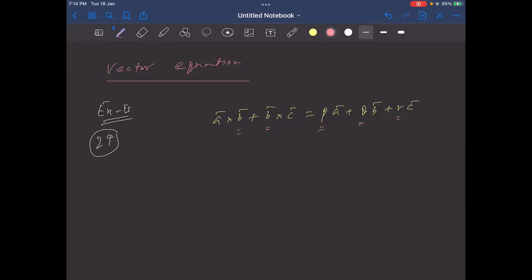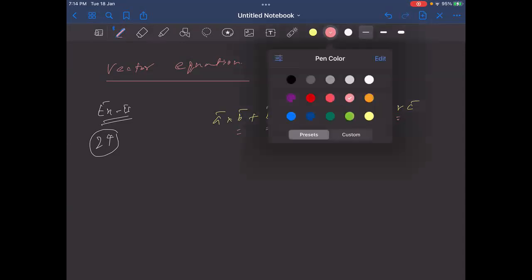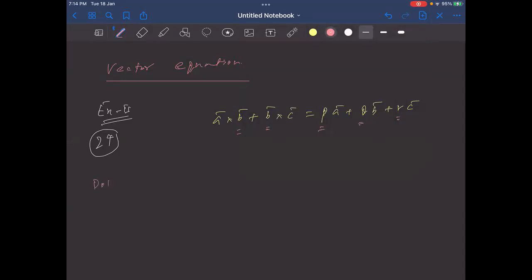We have 4 tools to solve the vector equation. I'll just categorize. One is the dot product. Everyone is familiar with that. Second is the cross product. इसका भी value पता है. Third one is STP, scalar triple product. Fourth one is vector triple product. Which tool should we use here? किसके साथ लेना चाहिए dot बताओ?